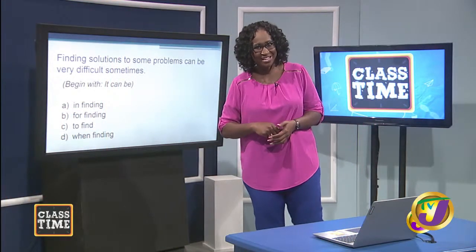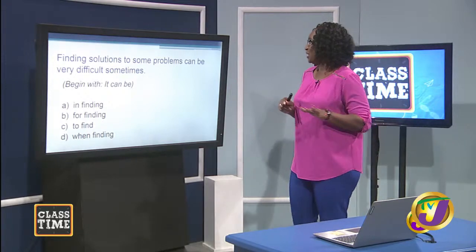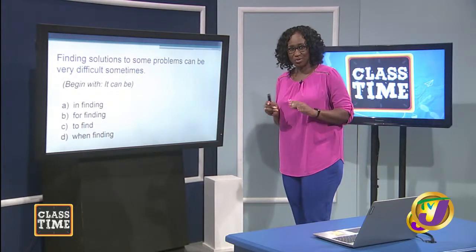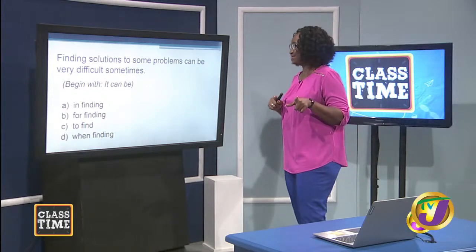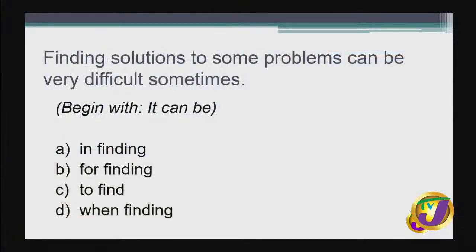Welcome back to class time. So we were looking at construction shift and we're going to continue and then slide right into equivalent sentences. So now, here's our next sentence that you need to deconstruct, then reconstruct by shifting around parts. Finding solutions to some problems can be very difficult at times. And then you're to start it with, "it can be." So it can be what?